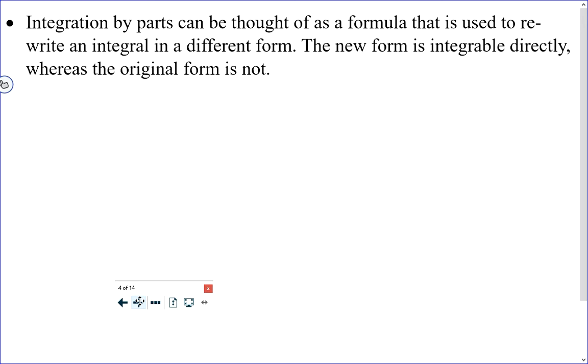Integration by parts should be thought of as simply applying a formula. Now, I'm not going to go through a proof of where the formula comes from. I don't think it's that important. We're going to discover that the formula will work. And basically what the formula allows us to do is take an integral that we don't know how to anti-differentiate and change it into something that contains an integral that we do know how to anti-differentiate.